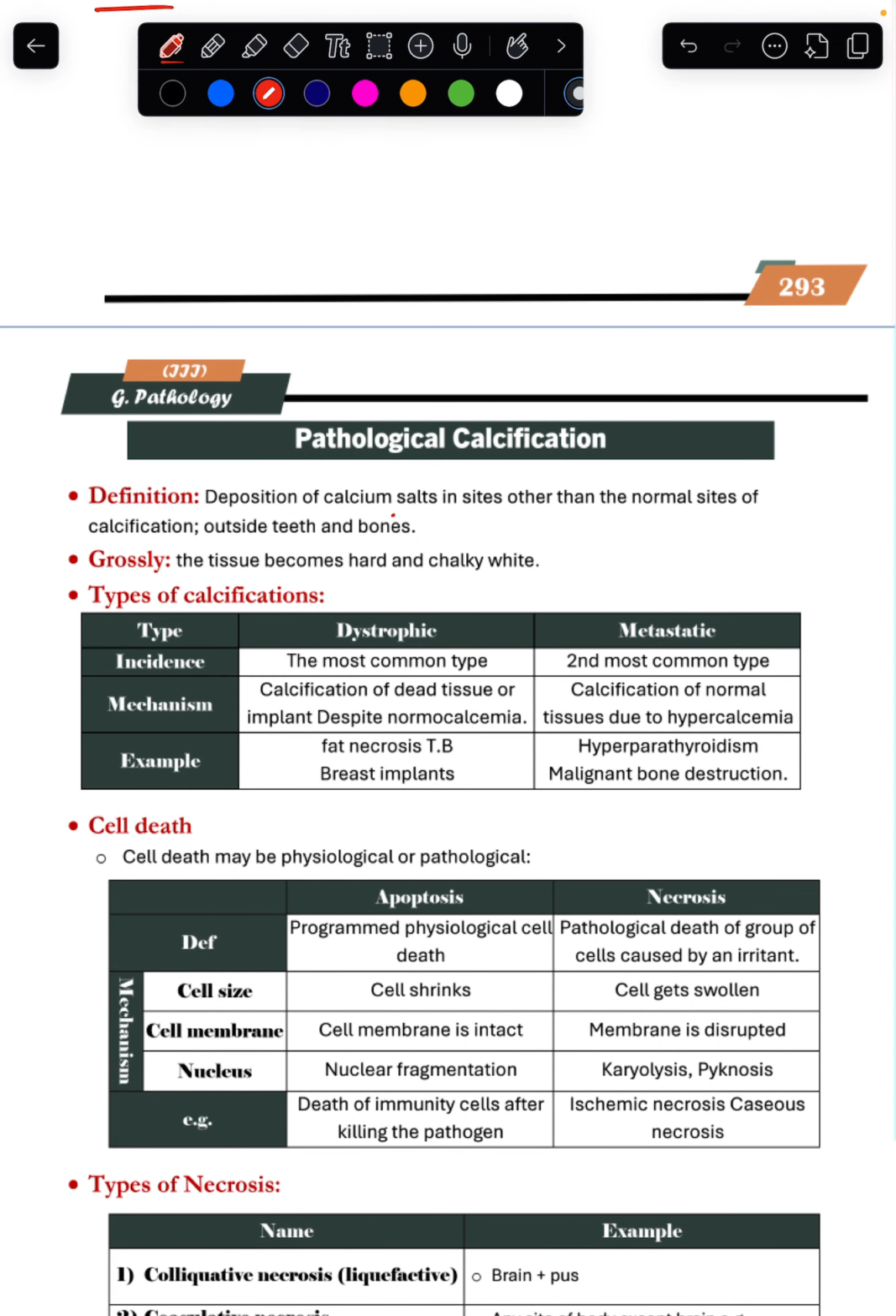Pathological classification: deposition of calcium. Pathological calcium in sites other than normal. It is also called metastatic calcification. This is metastatic and this is dystrophic. The tissue becomes hard and chalky. The most common type is dystrophic calcification of dead tissue or implants, such as fat necrosis, breast implants. The second most common is calcification of normal tissue due to hypercalcemia, hyperparathyroidism, malignant bone destruction.